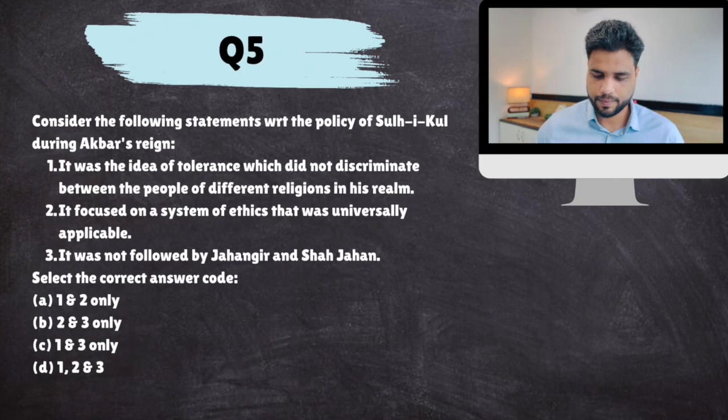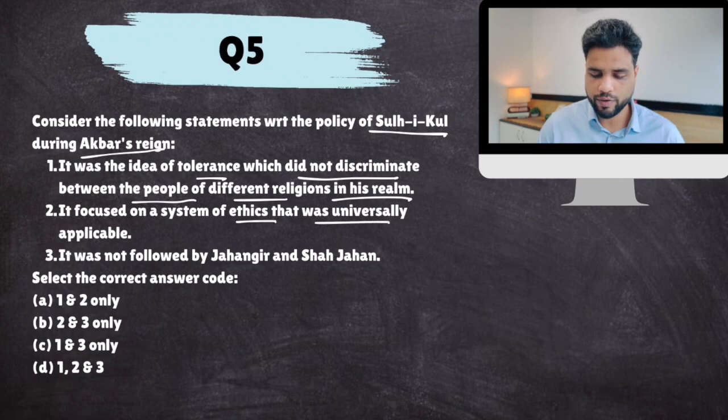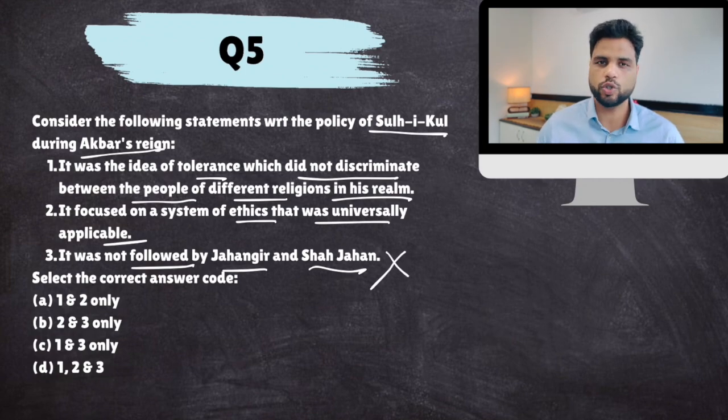Okay, next. Consider the following statements with respect to the policy of Sulh-e-Kul during Akbar's reign. It was the idea of tolerance which did not discriminate between people of different religions in his realm. It focused on a system of ethics that was universally applicable. It was not followed by Jahangir and Shah Jahan. So we have already discussed that Jahangir, Shah Jahan followed Sulh-e-Kul.